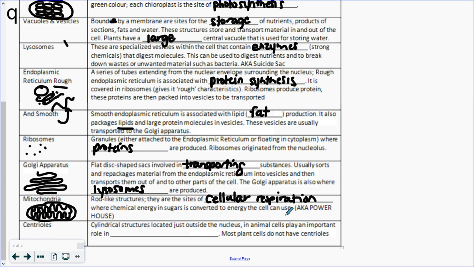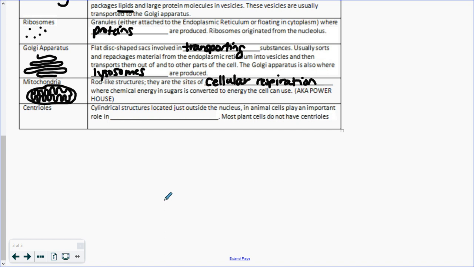And the last one, centrioles, are cylindrical structures located just outside the nucleus, and they're important for cellular division. So they help direct chromosomes to line up properly so that when the cell divides, it has the proper amount of genetic information. This will be hard to draw. They kind of look just like some weird sticks, bundles of sticks, I don't know.